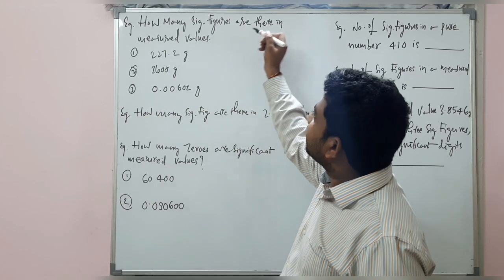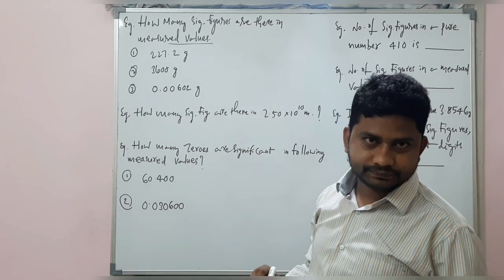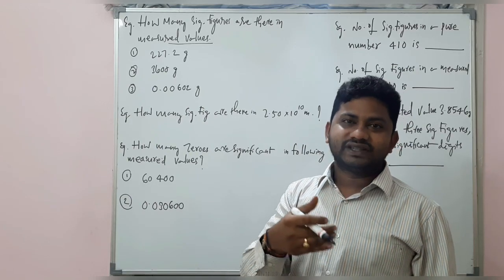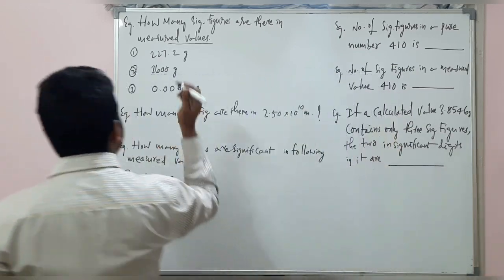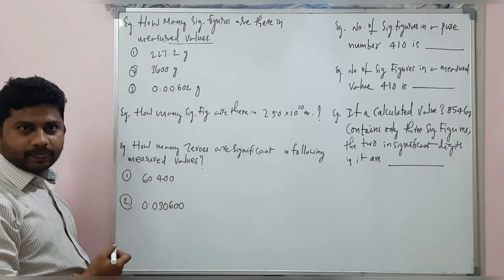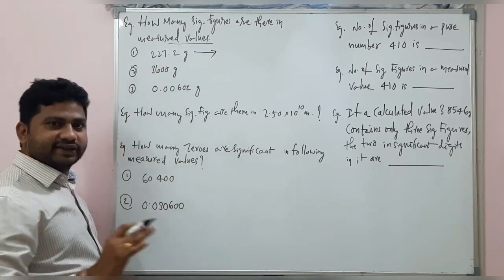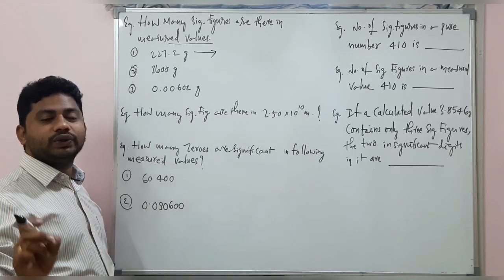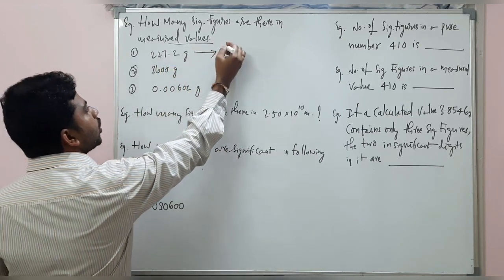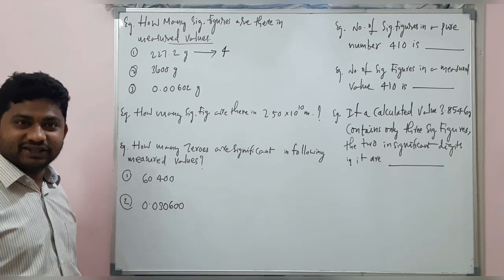How many significant figures are there in the measured values? I hope you remember the rules of significant figures. There is a measurement, 227.2 grams. All the digits present here are non-zero digits. Yes or no? All non-zero digits are significant. Let's count: 1, 2, 3, 4. So how many significant figures are here? 4.